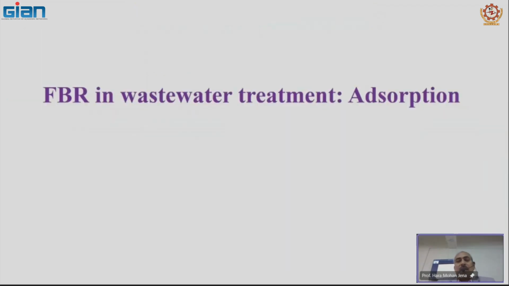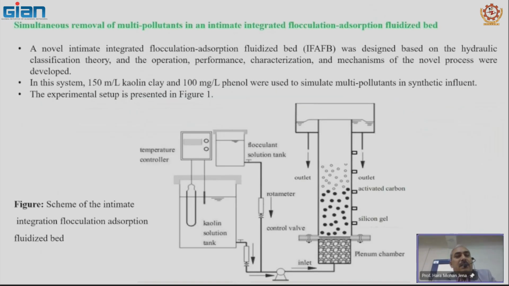So now, a little detail in some of the case studies. You will discuss the fluidized bed reactor in wastewater treatment. First is the adsorption. One case study is the simultaneous removal of multi-pollutants in the integrated flocculation adsorption fluidized bed. So simultaneous flocculation and adsorption is there. One adsorbent is there, and then coagulation of the particles to form the floc.